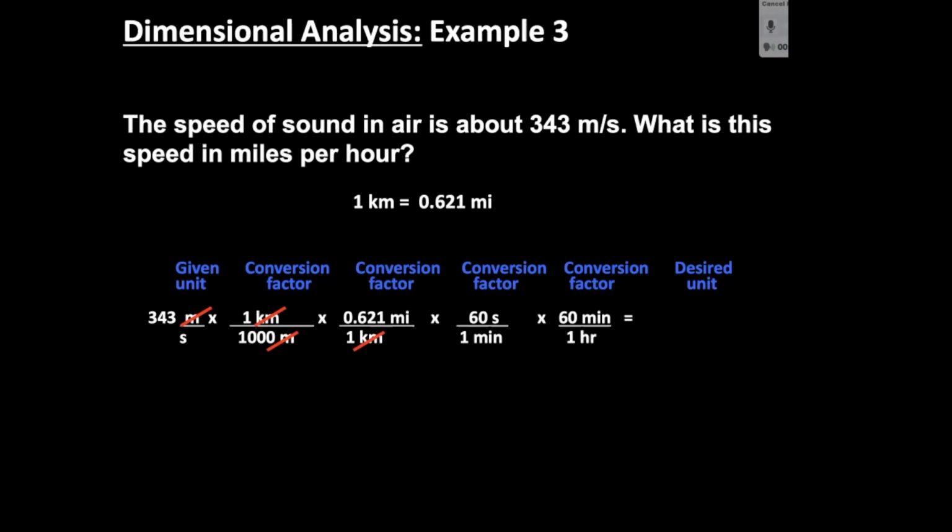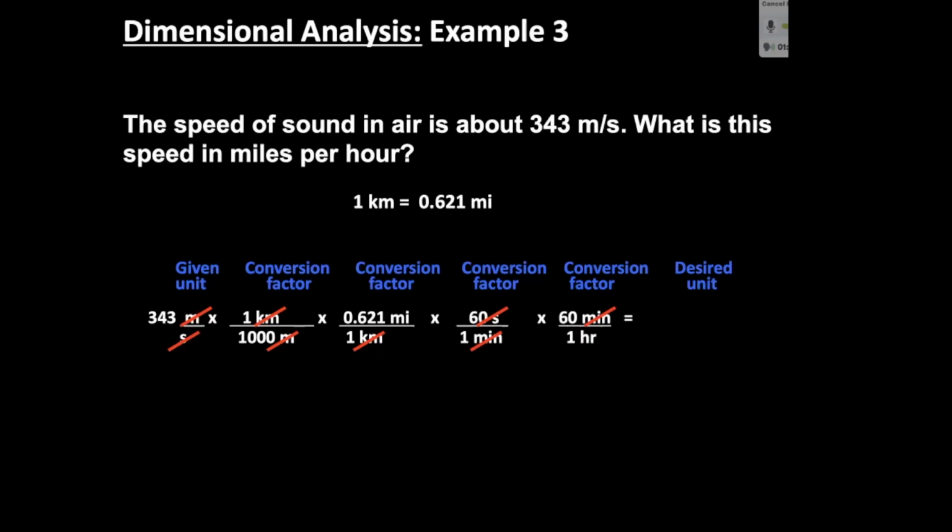Now we go to seconds to get to hour. So in 1 minute, there's 60 seconds. We put seconds on top, so that those units will cancel. And then for the next conversion factor, 1 hour is 60 minutes. Again, we put minutes on top, so minutes will cancel with the conversion factor on the bottom and the previous conversion factor, leaving hour on the bottom, which we wanted.